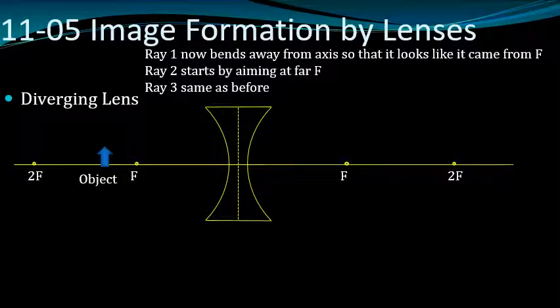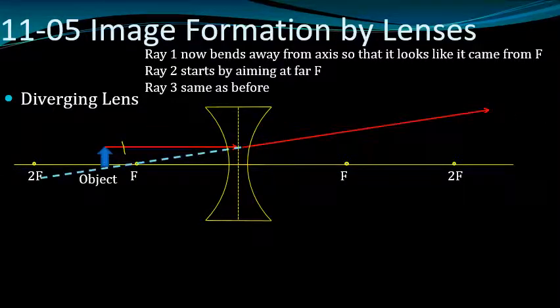Put some object. All right, ray 1 is now bending away from the axis. So we start with it going parallel to the axis. That's ray 1. Hits, and it bends away as if it was coming from that first focal point.